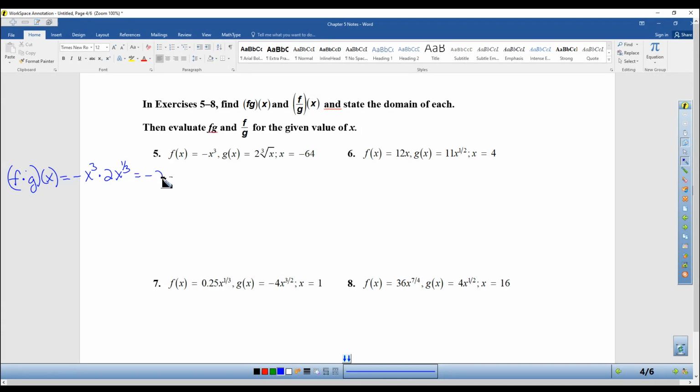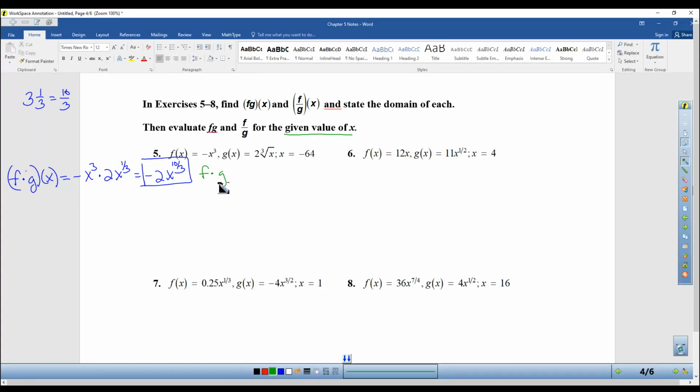And then I have x to the, I'm going to add those together. So 3 and 1/3 is just not how we usually write it in math. You may remember from elementary school, 3 times 3 plus 1. So 10/3, x to the 10/3. So that's my first answer, but then they still want you to evaluate it for the given value of x.